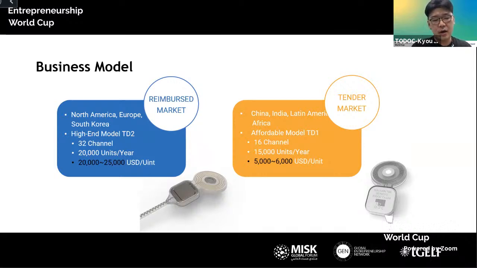Moreover, we are making the cochlear implant electrode array using our own and one and only fabrication process, using microfabrication. So we can reduce the cost of the cochlear implant to 1/4 of the current cost. We are aiming at the reimbursed market with our premium devices with high quality and high performance, and we are going to the tender market using our conventional level devices with 16 electrodes.